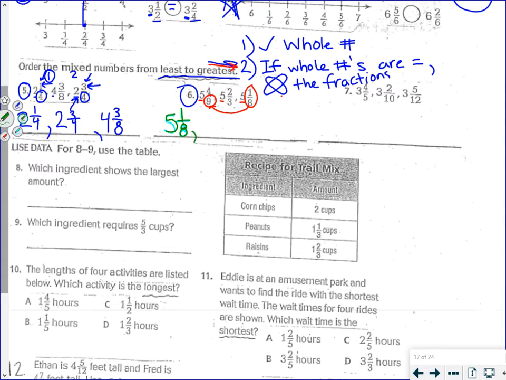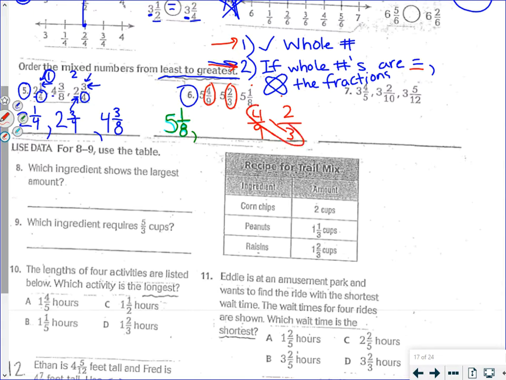So this is where our butterfly method is going to come into play here. First we check the whole numbers. They're all the same, they're all equal to each other. So now we take the fraction part, 4/9 and 2/3. So now we do our butterfly method.